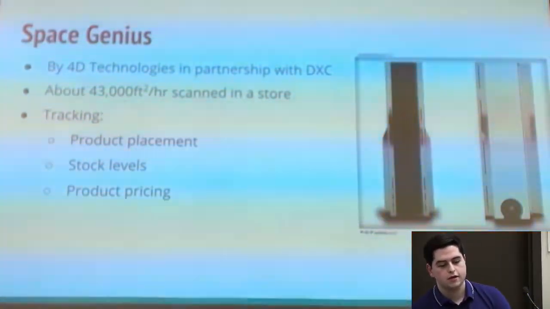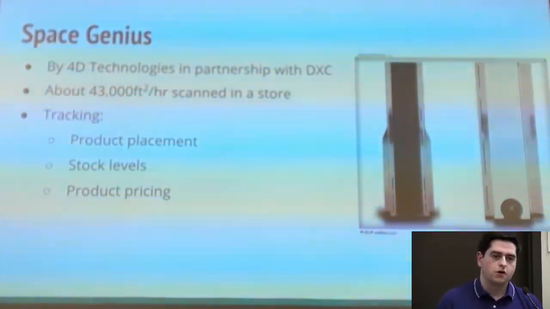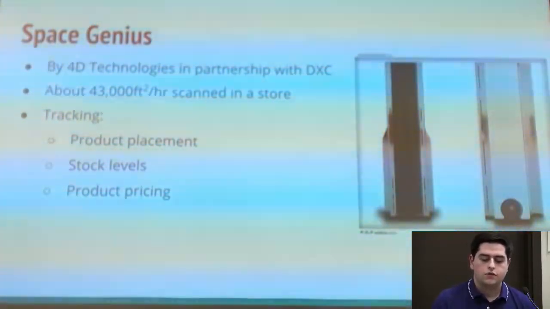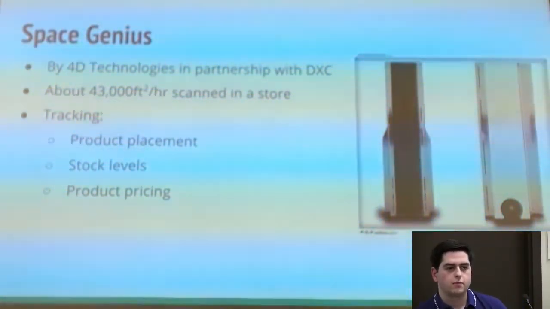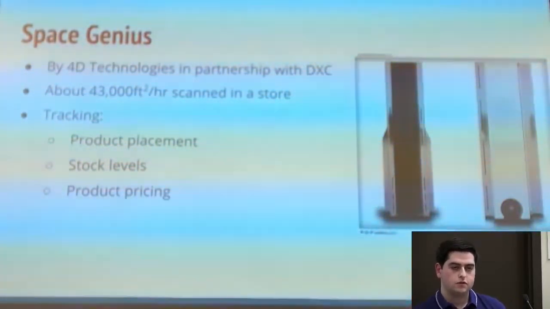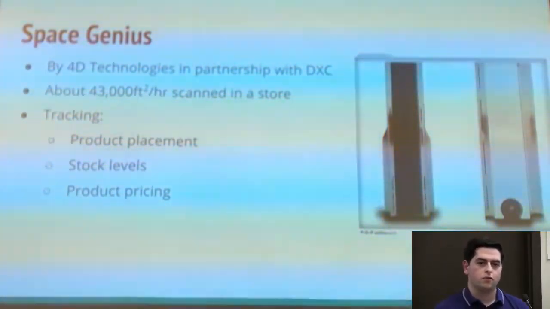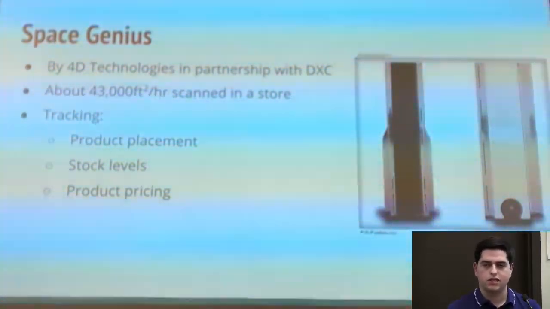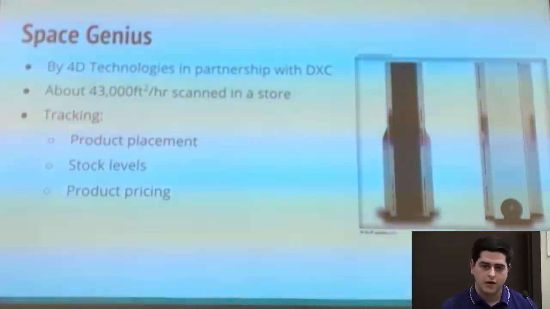Here's a picture of the robot. 4D has partnered with DXC to work with us, so they're another one of our sponsors. We have two. The robot scans the store at approximately 43,000 square feet per hour, which is way more efficient than having, let's say, an employee going through the store and checking every single price tag, every single item, making sure everything is lined up correctly. The robot will take care of that for them at a much more efficient rate.